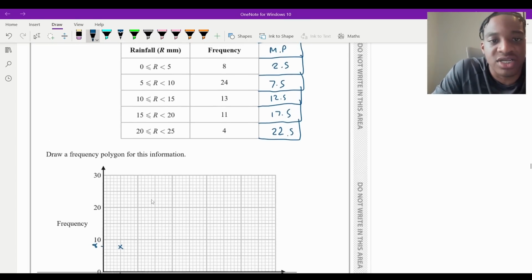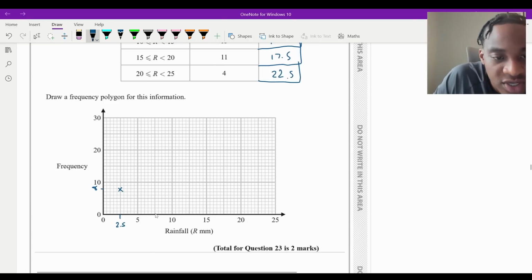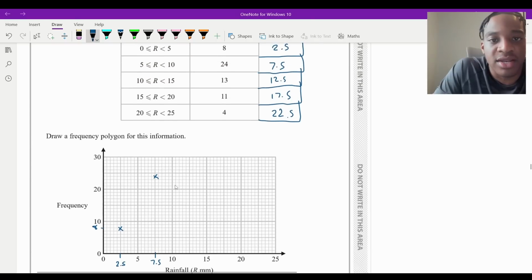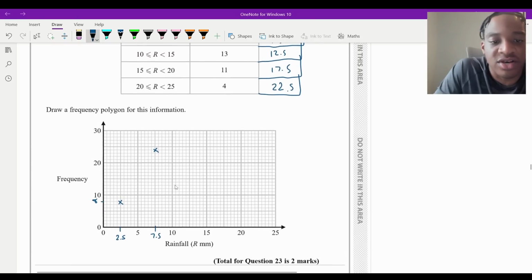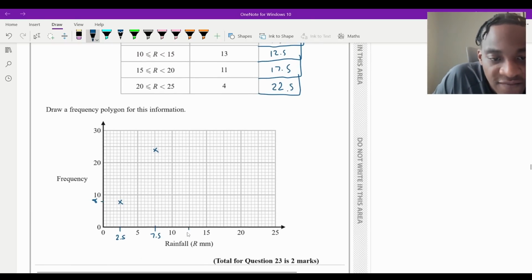The next one is going to be 7.5 and 24. 7.5 is right here. 24 is going to be 21, 22, 23, 24, right here. That's the next point we're going to plot. And the next point is going to be 12.5 and 13. 12.5 is right here. 13 is, this is 11, this is 12, this is 13, it's right here.